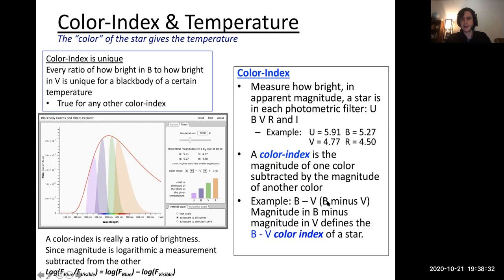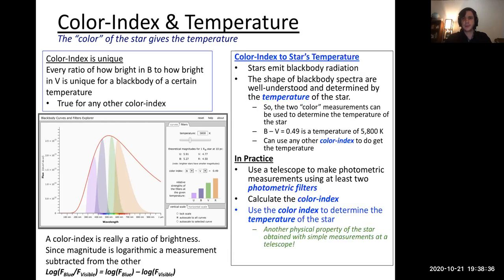Now that we have a color index, the B minus V value for the star that we're looking at, what we can do is relate that information to the fact that we're really sampling a blackbody curve. We're just looking at different parts of a blackbody curve, and we understand blackbody curves really well. Thank you for all of that time we spent with thermal radiation laws. We know what a blackbody curve looks like.